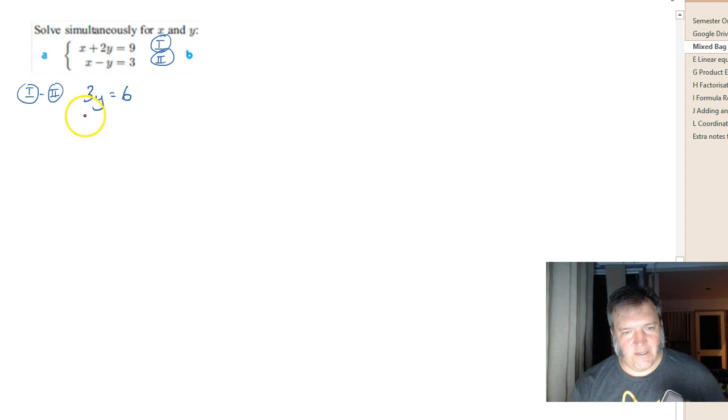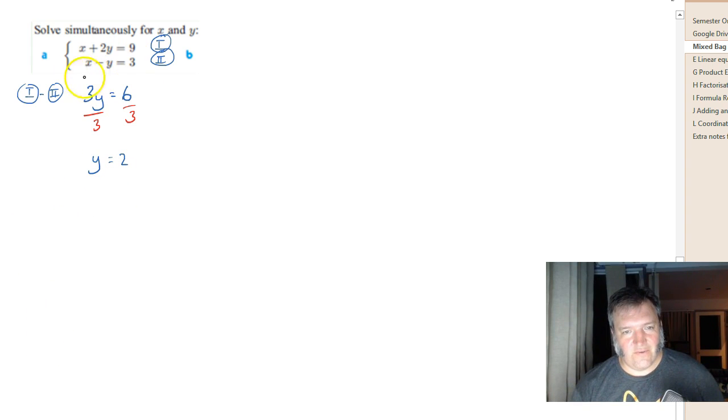Already this is pretty easy. No real need to show this extra working, but it's good to think about it, so I'm going to show it every time anyway. Opposite of multiplying by 3, divide by 3. To get y on its own, I needed to divide by 3, so I do the same thing to the other side, and I've got y equals 2. Not finished yet, got to substitute it in and find out the value of x.